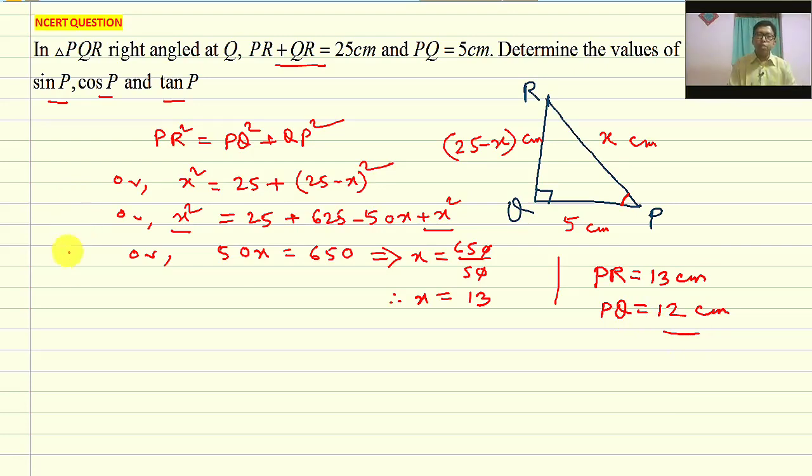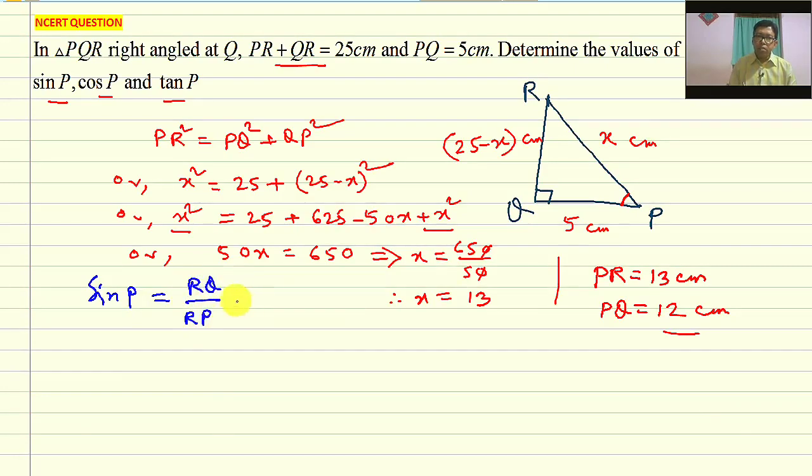So first of all, we start with sin P. Let me change the color of the ink. Okay, that's better, blue color. Sin P is equal to, with respect to this angle P, the opposite side is RQ, and the hypotenuse is as usual RP. So sin P is equal to RQ upon RP.